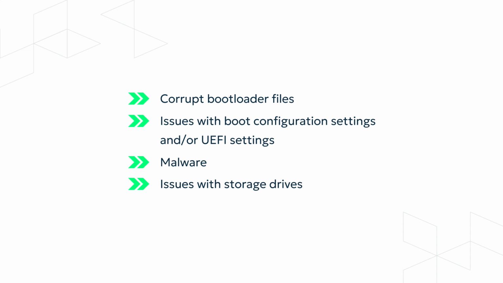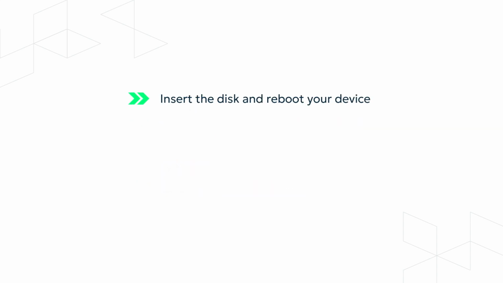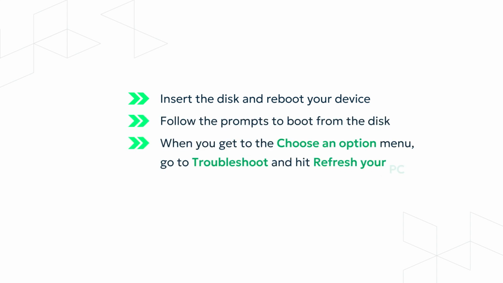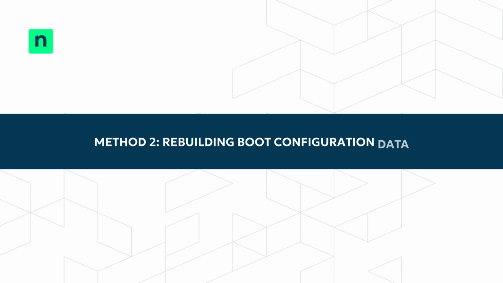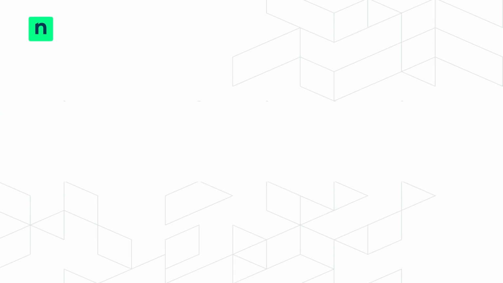Restarting Windows is the easiest way to address booting errors. Start by inserting the disk and rebooting your device. Follow the prompts to boot from the disk. When you get to the Choose an Option menu, go to Troubleshoot and hit Refresh your PC. Then restart your device.